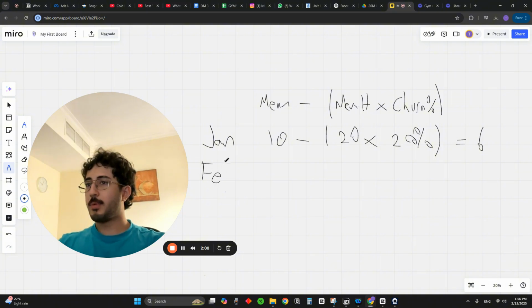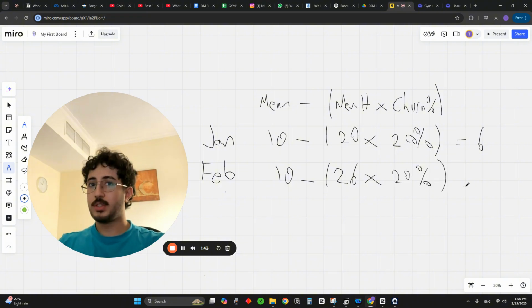You do the same for February. Same everything, 10 new members. This is the average, right? This is what you get from ads, referrals, all that stuff. But you'll notice something change in the equation. You don't have 20 members anymore. You actually have 26. You see? You multiply that by the same churn rate, because that's your churn rate, right? It's 20% on average. And guess what? Look at what changed.